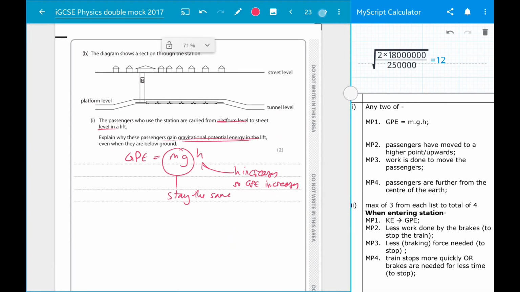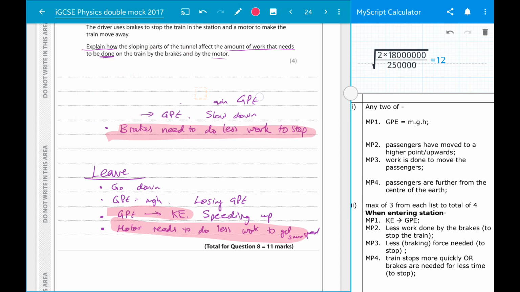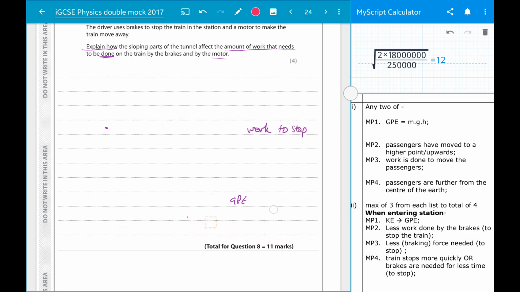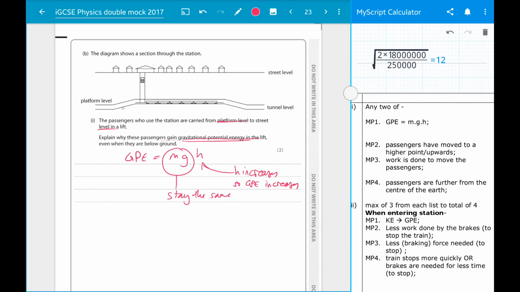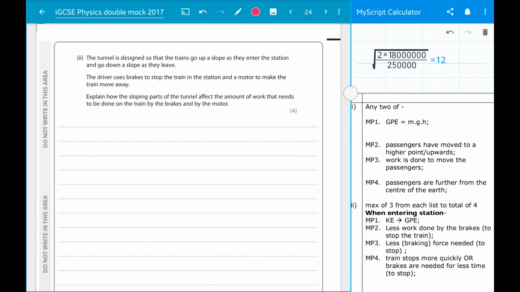The next question. Okay, this is about entering and leaving a station, and you can see in the diagram on the previous page, go back to it for a second, that the platform is higher than the tunnel. So when the train goes into the platform, the train must go up, and when it leaves the platform, it must go down. So let's split this up. 4 marks. We'll do a section for entering and a section for leaving.